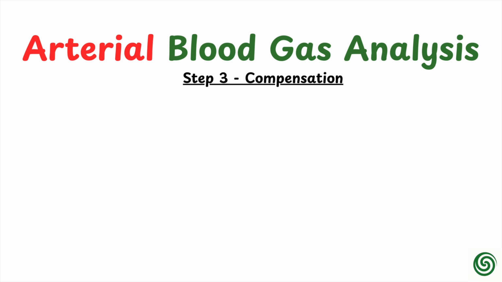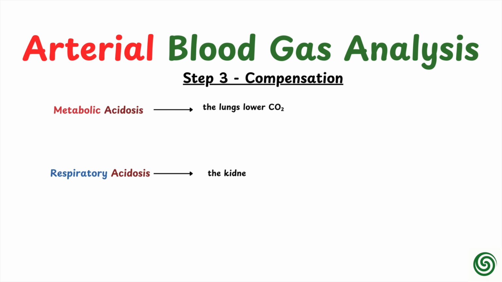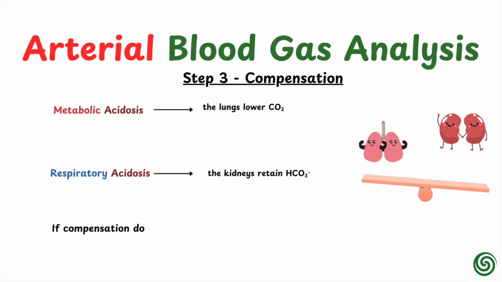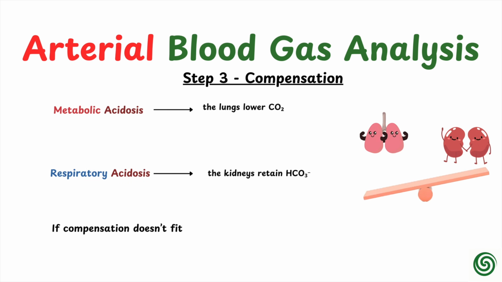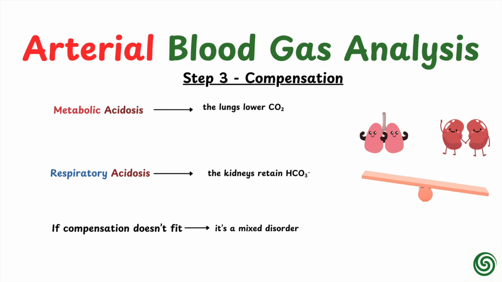The body doesn't just give up, it tries to correct. If it's metabolic acidosis, the lungs try to blow off CO2. If it's respiratory acidosis, the kidneys try to retain bicarbonate. Now, there is a third option. If the numbers don't fit the expected pattern, for instance, we have metabolic acidosis, but the lungs aren't blowing CO2 off. We have actually also high CO2. In that case, we have a mixed disorder.